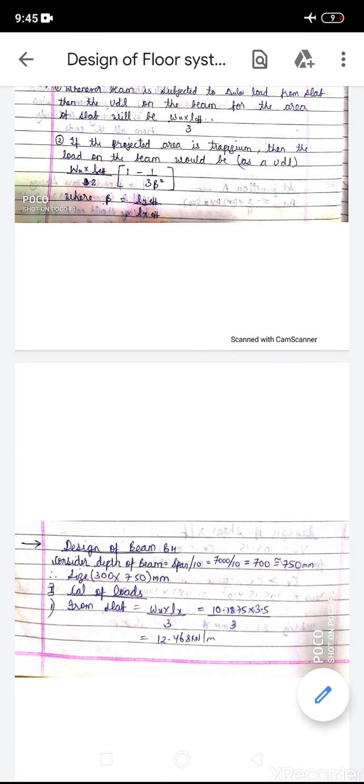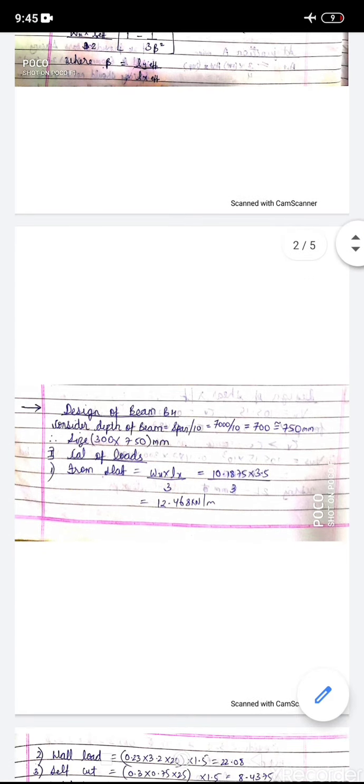The first step is to find out the loads acting on the beam. The load from the slab is given by WL by 3. As we have seen, triangular loading is given by WL by 3. As you can see here, this triangular load will be on the beam B4. W into L by 3, where W we have already found out in the design of the slab, that is 10.1875 into 3.5 by 3. So we got it as 12.468.